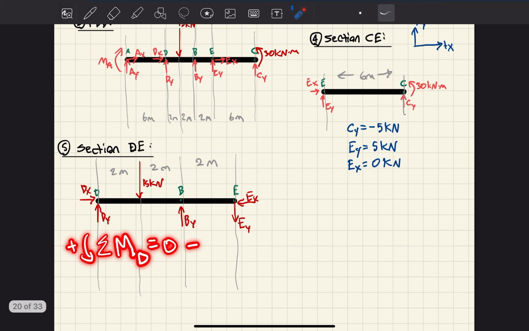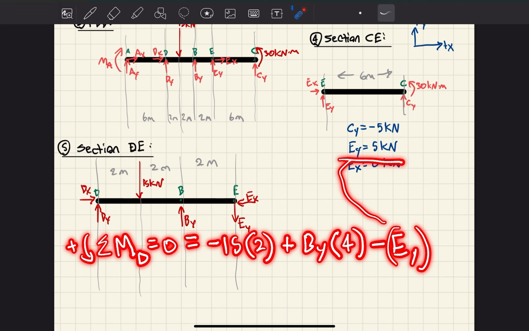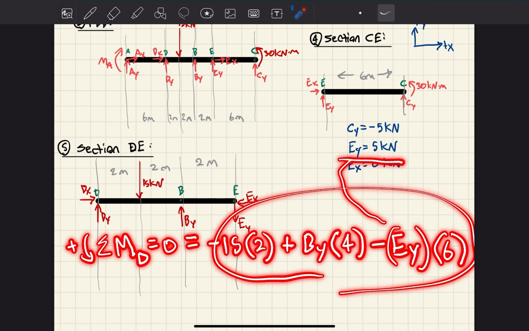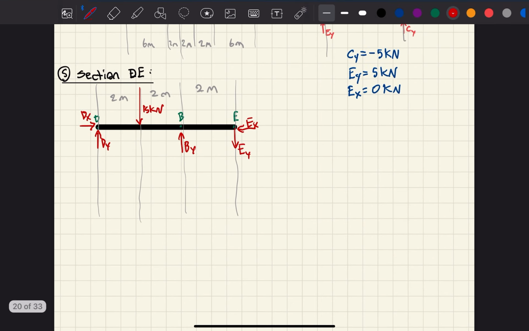I'm going to get, again, negative 15 because it's clockwise, times a distance of 2 meters, plus BY times a distance of 4 meters, minus EY, which is basically 5 kilonewtons, as we've established up here, times a distance of 6 meters. Okay. What is this going to give me? I have one equation, one unknown. Remember, I know EY. I can find BY, and from that you will get that BY is equal to 15 kilonewtons.